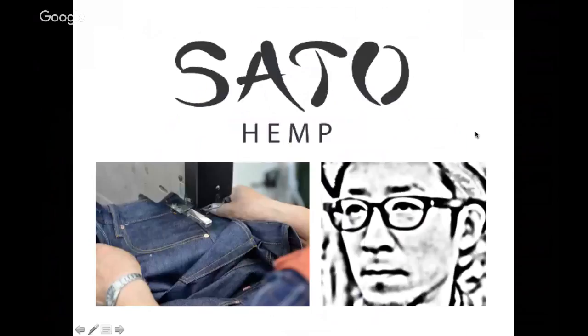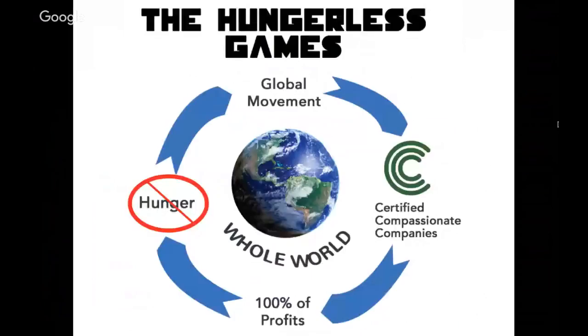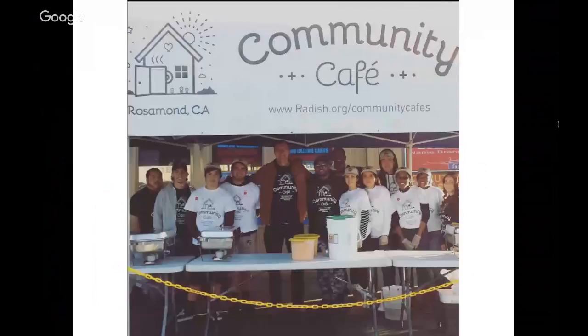And it's headed by my brother Takuya Sato, who leads the hemp industry in Japan. He is the hemperor of Japan. So Hemperor Sato signed up his company to be the first Triple C company. They donate all their profits to ending hunger, and those profits go to programs such as the community cafes, which we have been pioneering in Southern California, in the Mojave Desert, in some communities that suffer from hunger, with extremely good results.